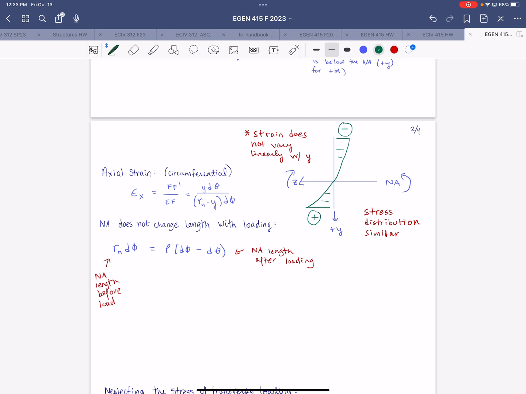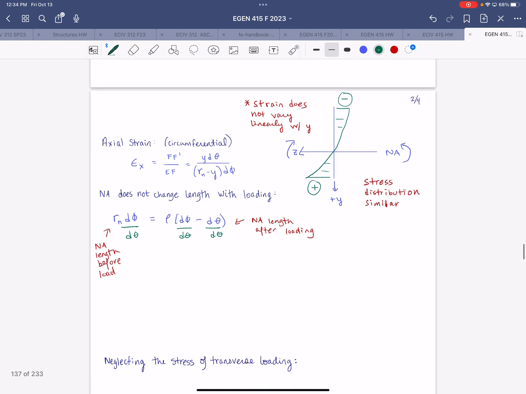Now, if we go through and divide everything by d phi, then we can say Rn is equal to rho times 1 minus d theta over d phi.